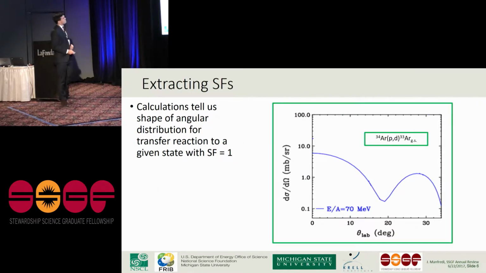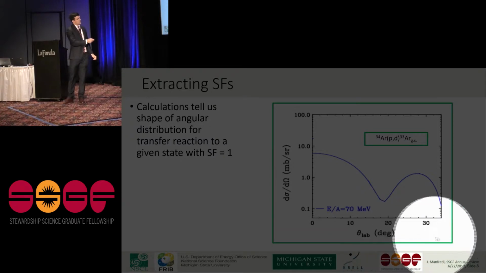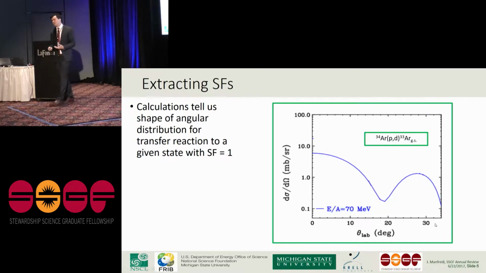So to actually extract a spectroscopic factor, you have to do a nuclear reaction calculation. So that's what this blue line is here for the case of argon-34 PD, argon-33. This blue line is a calculation in which you assume that the spectroscopic factor is unity. Okay, so this is a perfectly single particle picture. And we see that we get some differential cross-section. That's our observable. It's a differential cross-section that depends on angle. When I talk about theta or angles, I'm talking about the angle of the emitted deuteron throughout this talk. So this is what the calculation looks like.